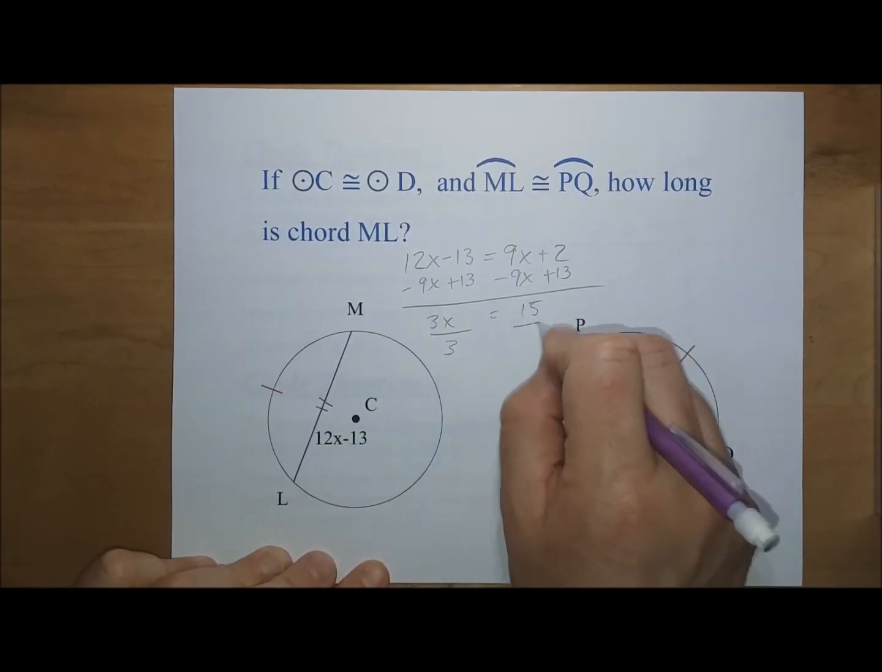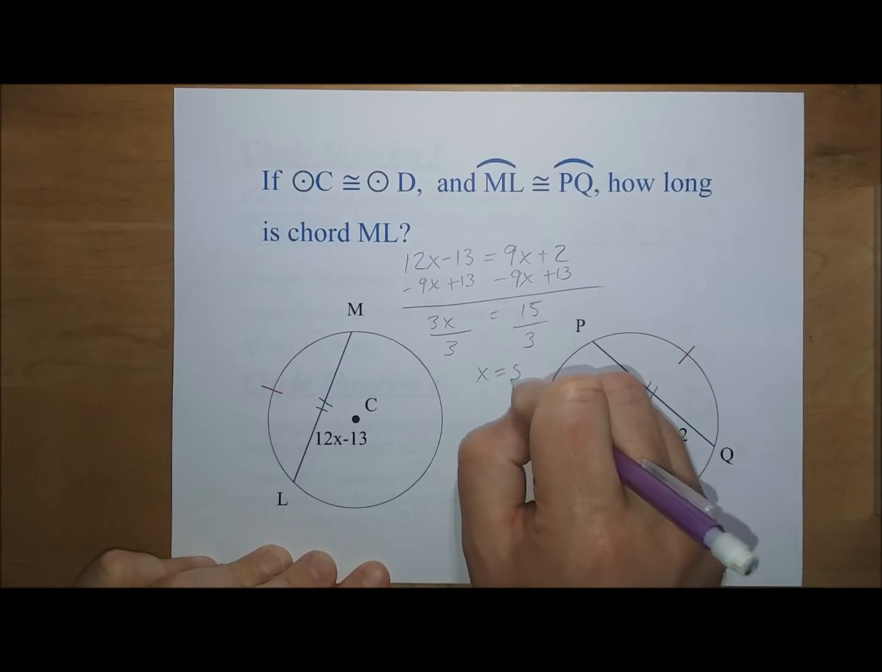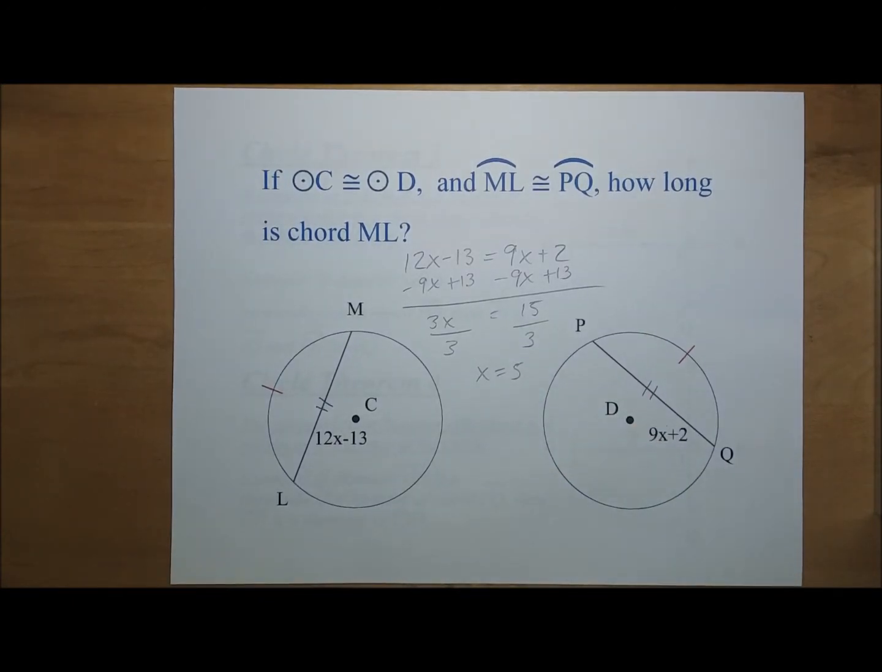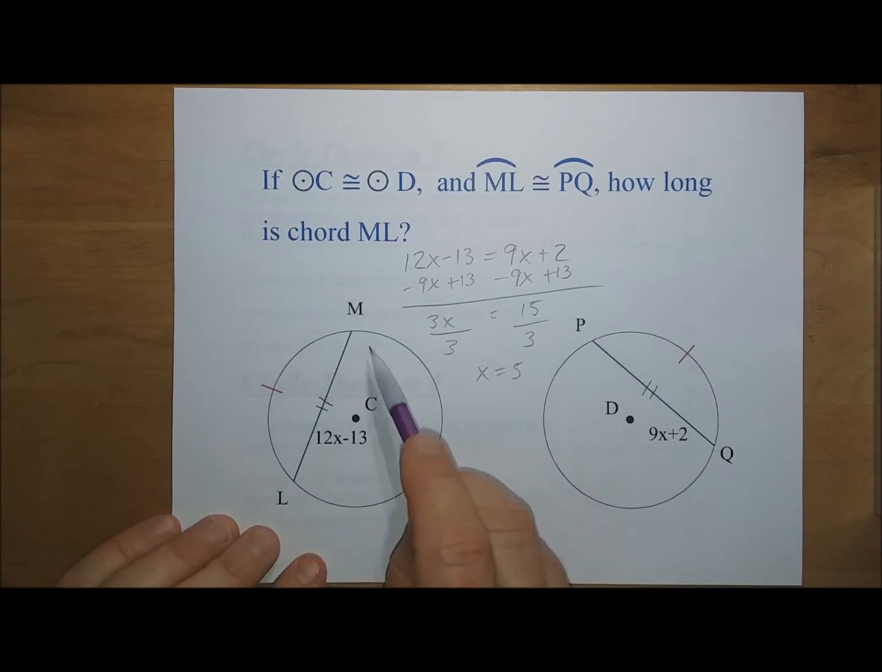And that means x equals 5. Did we answer the question? Nope. They want to know what? How long is chord ML?